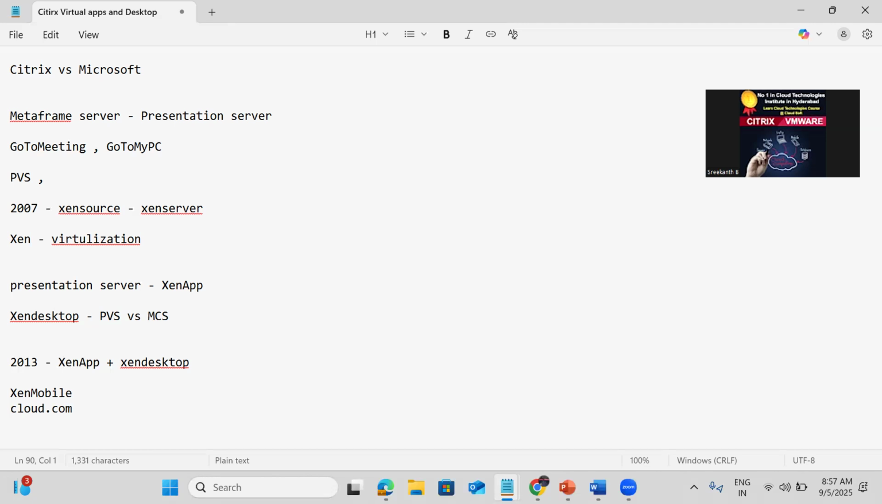One of the mistakes is that they did not come into public cloud solutions. That is one of the strategic mistakes Citrix made. But Microsoft and Citrix are both very strongly associated, with very tight integration between Microsoft and Citrix. Any doubts?